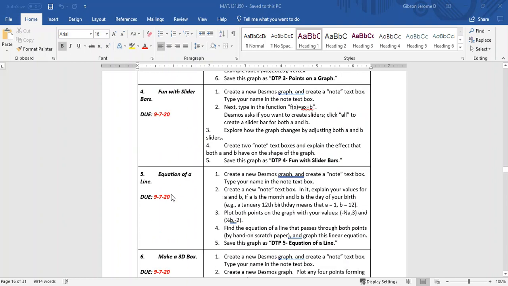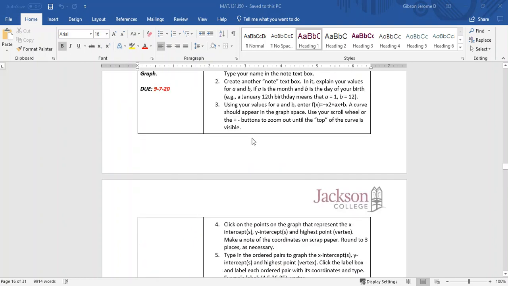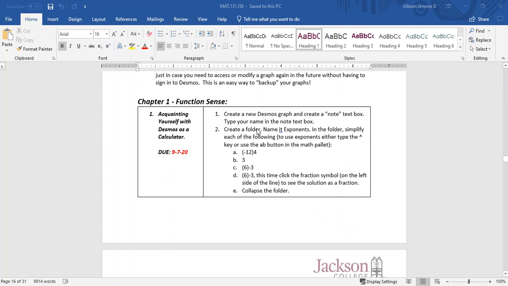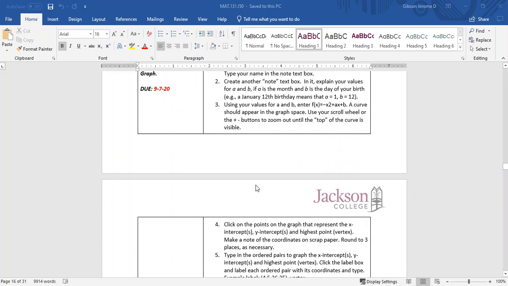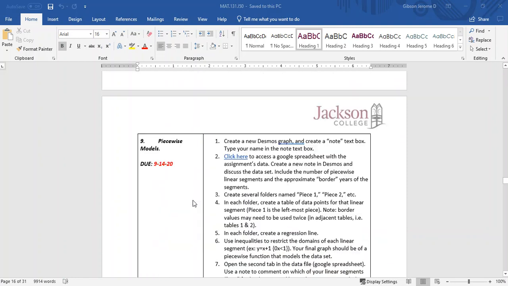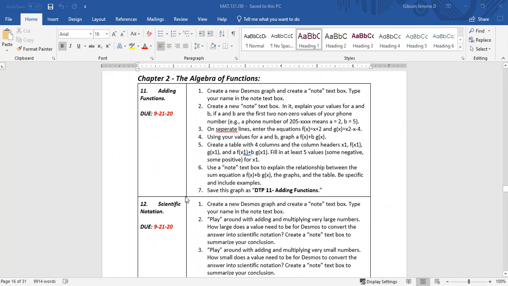So I'm just letting you know it's 6 different projects and it goes step by step how to do the projects. Now, if you do have any questions on the projects, please let me know. It must be done in Desmos. And then we have here where it goes to September 14th and so on.